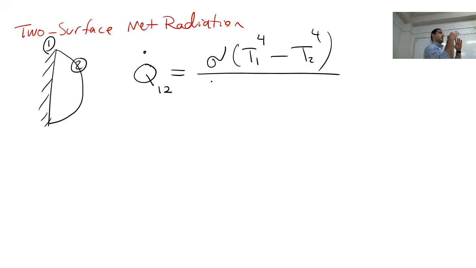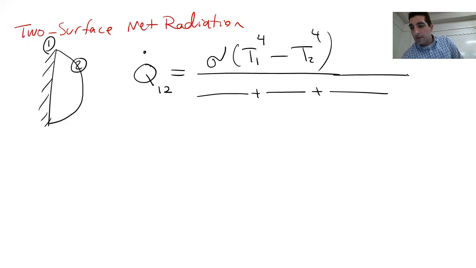Two surfaces facing each other. Based on the previous example we saw, how many resistances do you think we're going to have? 3. So 3 resistances. He said you're going to assign a surface resistance to each surface: 1 minus epsilon 1 over A1 epsilon 1, and 1 minus epsilon 2 over A2 epsilon 2. That's for each surface, and then a view factor resistance between the two surfaces, which is 1 over A1 F1,2.